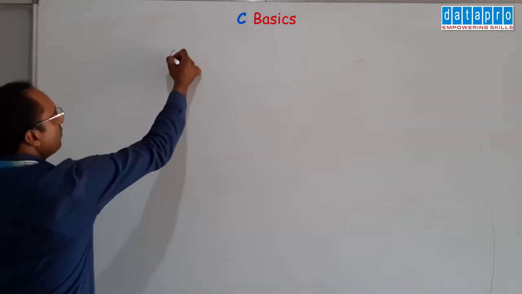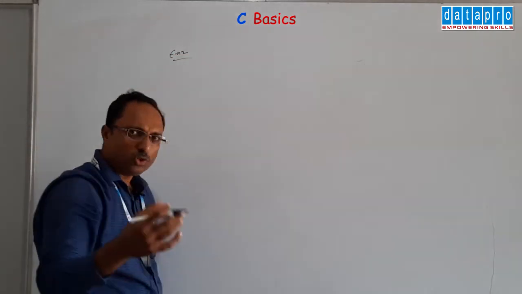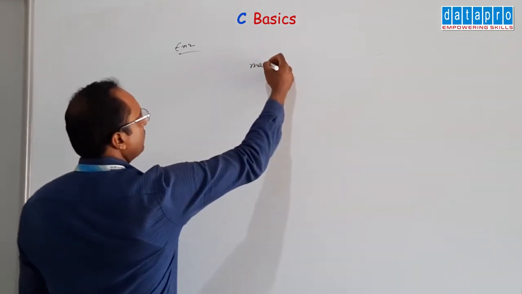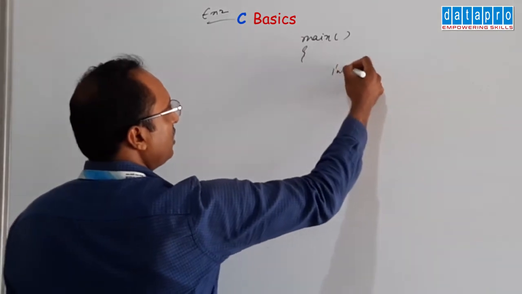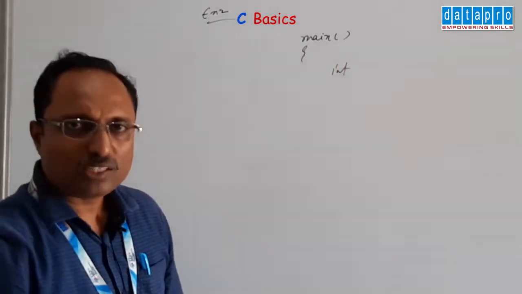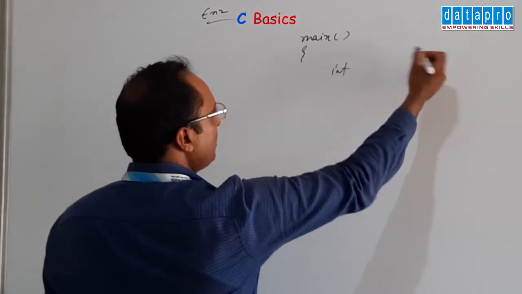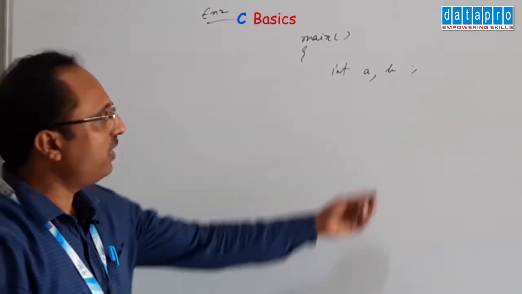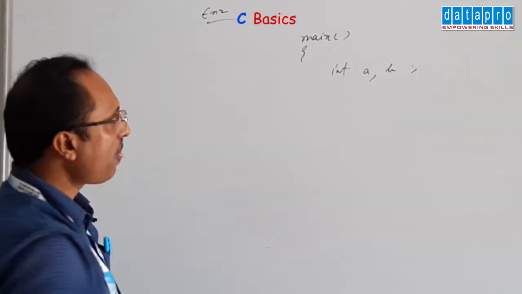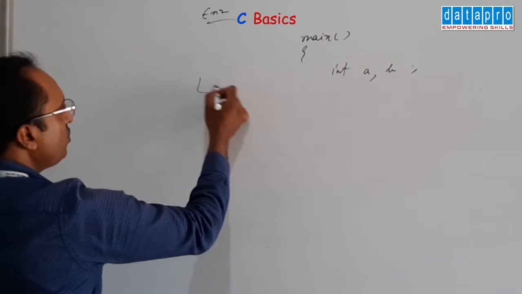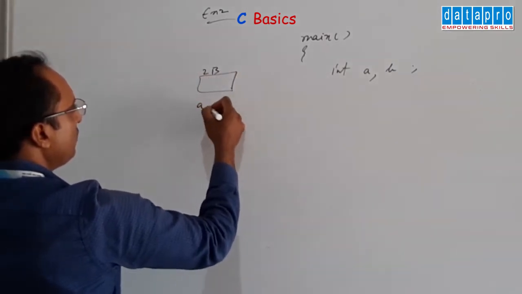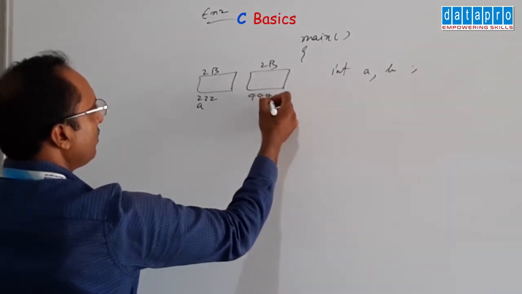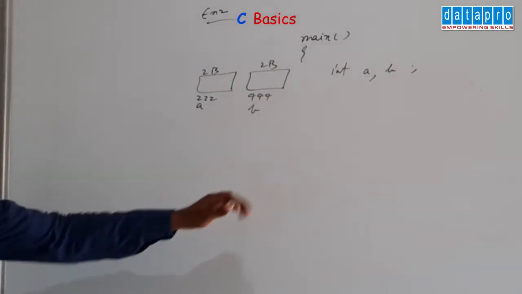Now example 2: to accept 2 numbers, store them and print them. For 2 integers, it is like if 2 people want to travel, 2 seats have to be reserved. Similarly here, int a comma b, or n comma m. There are some rules for variable names; you shall see them in another video. So 2 bytes to a in some location, 2 bytes to b in another location. This is how memory is allocated.